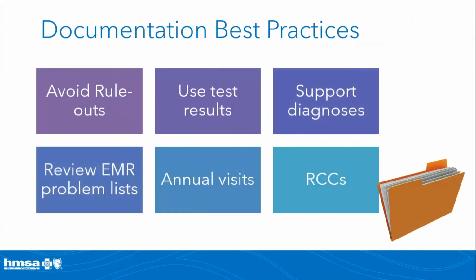Review your EMR problem list and ensure they are accurate and not carrying over any conditions that have already resolved. CMS requires an encounter each calendar year and diagnosis by an APRN, PA, or physician. And lastly, review the patient's RCCs. They'll need to be confirmed or disconfirmed each year. Medical coding of patient encounters is only as good as the underlying medical record documentation.